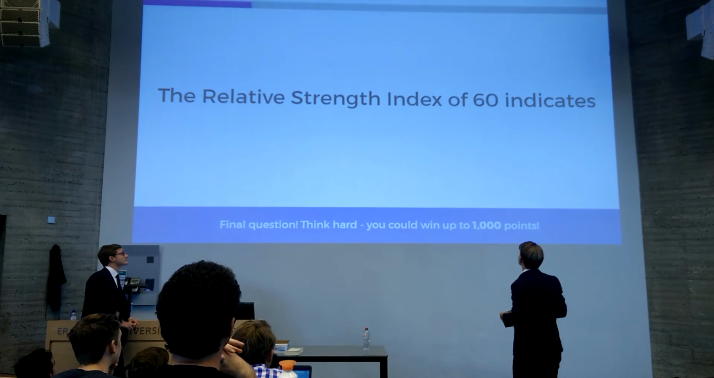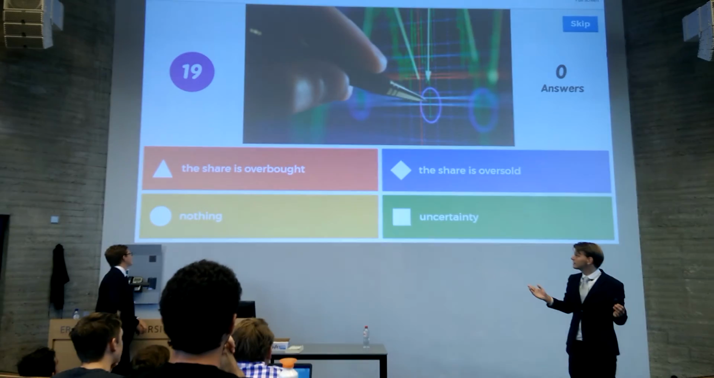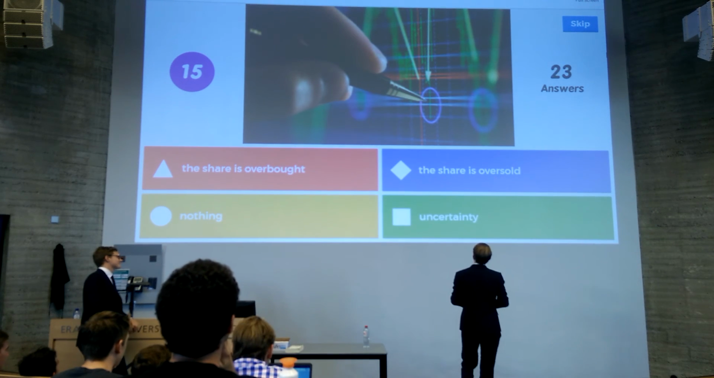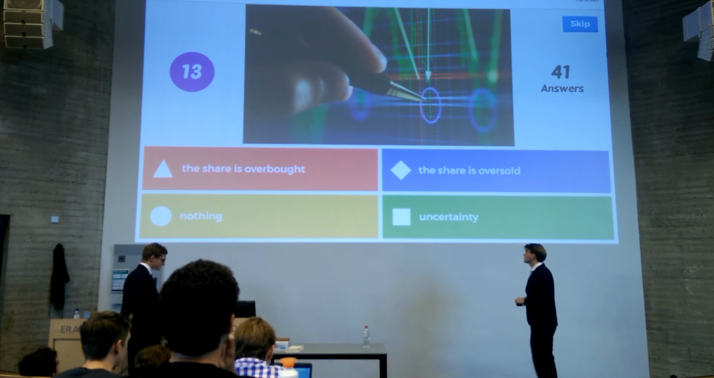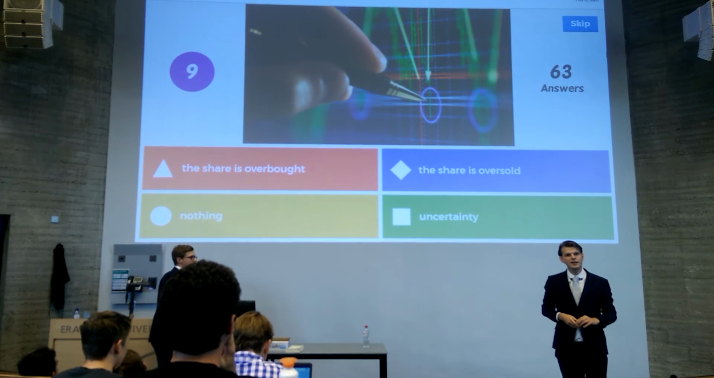The relative strength index of 60 indicates what? It indicates that the shares are overbought. It indicates that the shares are oversold. It indicates nothing, or it indicates uncertainty.